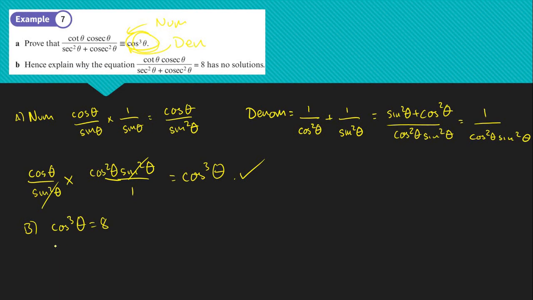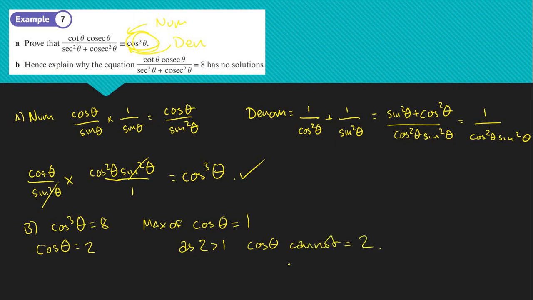And we need to explain why that's got no solutions. Well, that means cos theta must be the cube root of this, and you end up with 2. Okay, cos theta equals 2. Is there a value of theta that you can plug in that will give out 2? Well, no, there's not, because the maximum of cos theta is 1. As 2 is greater than 1, cos theta cannot equal 2, or no solutions exist.